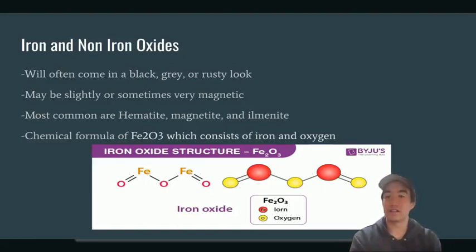Iron and non-iron oxides. These will often come in black, gray, or a rusty look, and are sometimes slightly or very magnetic. The most common are hematite, magnetite, and ilmenite, and this comes with a chemical formula of Fe2O3, which consists of iron and oxygen, as we can see in the picture below.